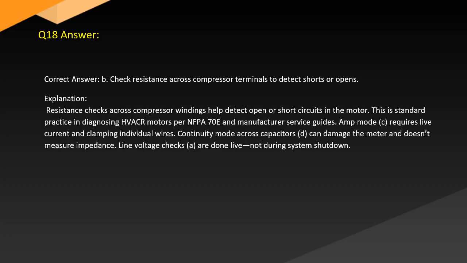Answer. Correct answer B. Check resistance across compressor terminals to detect shorts or opens. Explanation. Resistance checks across compressor windings help detect open or short circuits in the motor. This is standard practice in diagnosing HVACR motors per NFPA 70 and manufacturer service guides. Amp mode, C, requires live current and clamping individual wires. Continuity mode across capacitors, D, can damage the meter and doesn't measure impedance. Line voltage checks are done live, not during system shutdown.